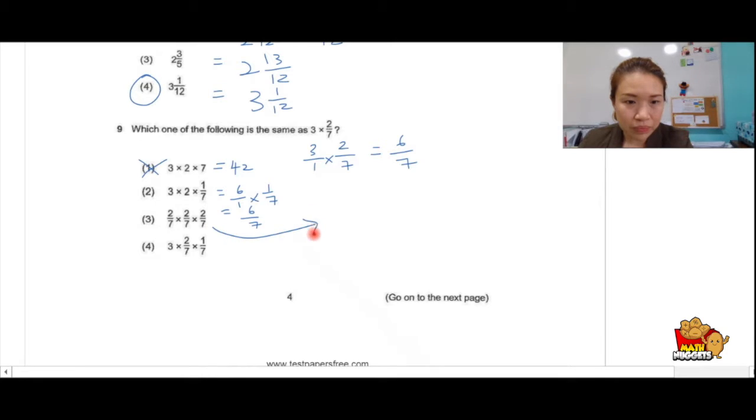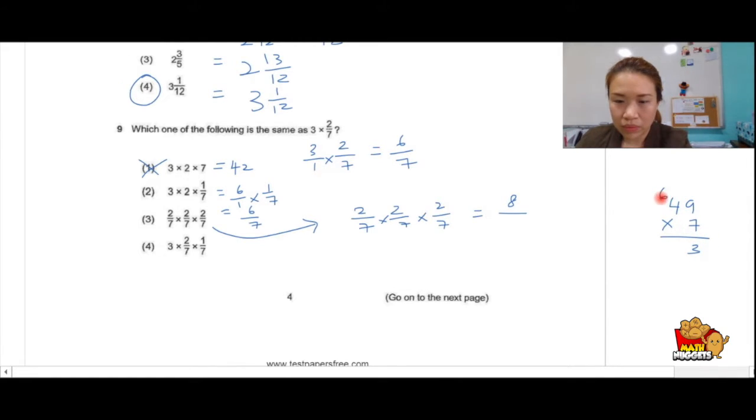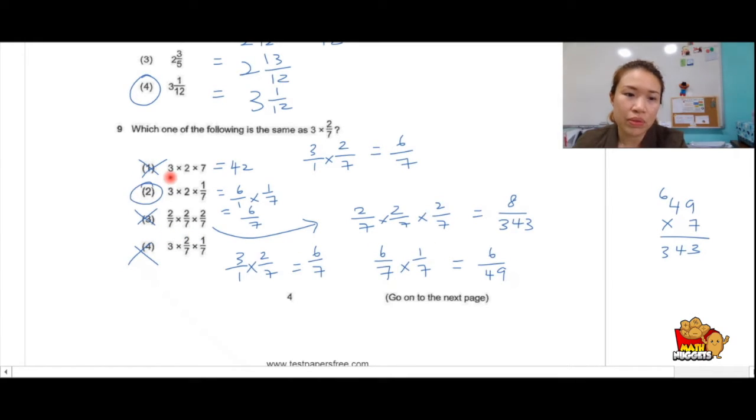Option 3, 2 out of 7 times 2 out of 7 times 2 out of 7. So 2 times 2 times 2 for the numerator will be 4 times 2, 8. 7 times 7, 49. 49 times 7, 343. So number 3 is out. Option 4, 3 wholes times 2 out of 7. So 3 times 2/7 gives me 6/7. Then after that, they want us to take 6/7 times 1/7, which gives us 6 out of 49. So option 4 is out as well. So it's option 2.